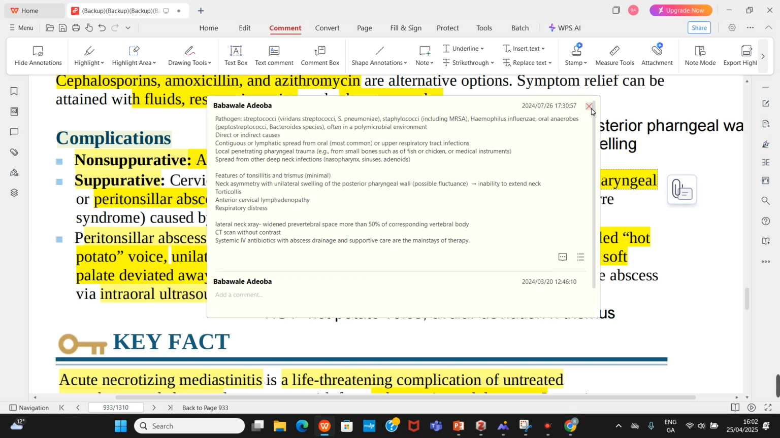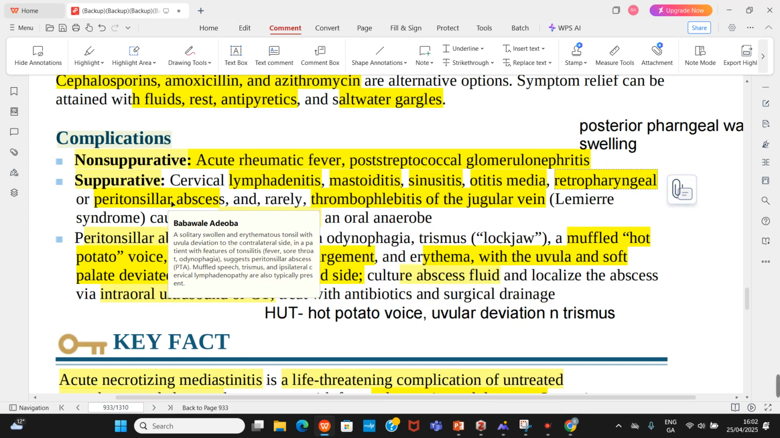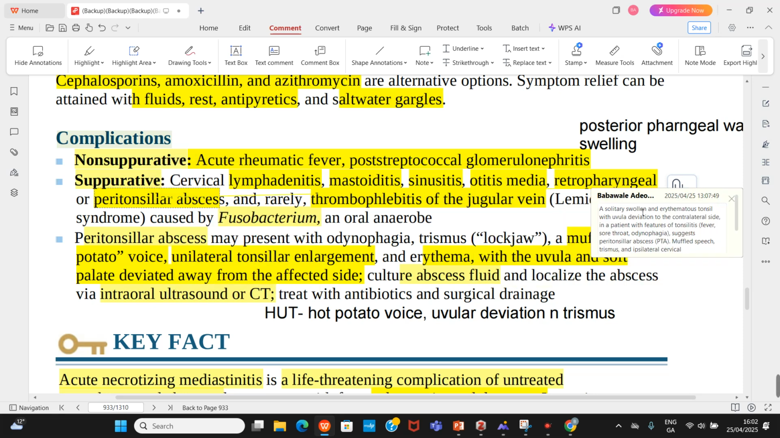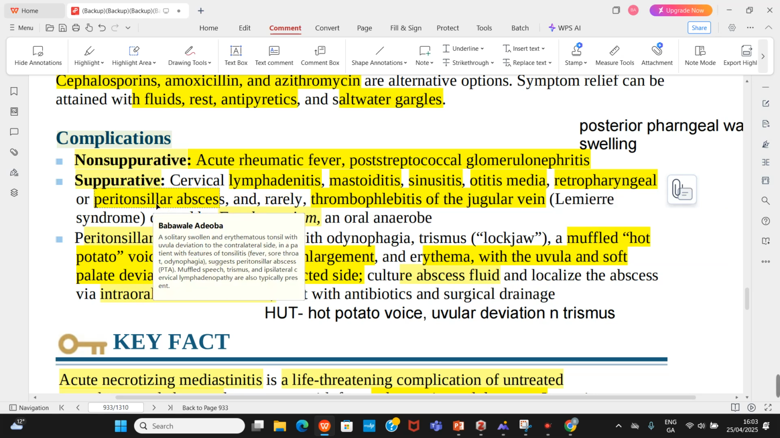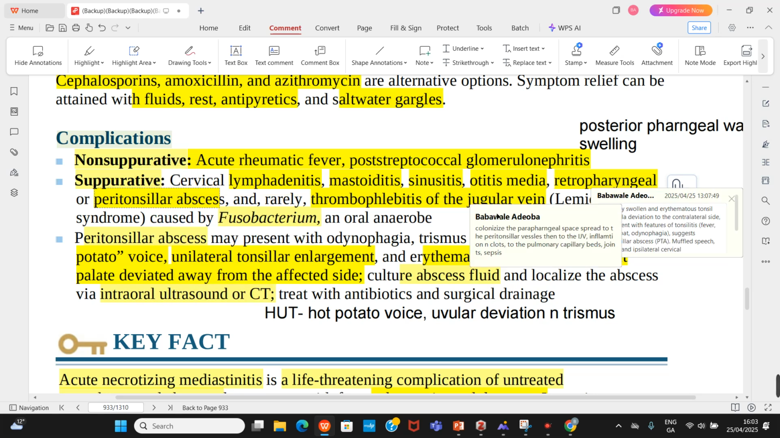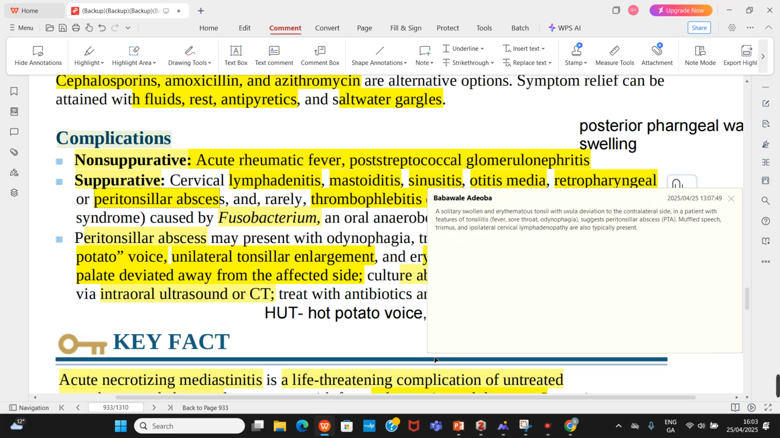So then we also have peritonsillar abscess. This one is very common. People that get it are much younger than those with retropharyngeal abscess. Another thing you have to look out for here is that they can have a similar presentation: trismus, sore throat, difficulty opening the mouth, odynophagia. Everything is going to be the same. But one of the things that you would use to know is that they will tell us that the uvula is deviated. So once you see uvular deviation, know that what you are dealing with is peritonsillar abscess.